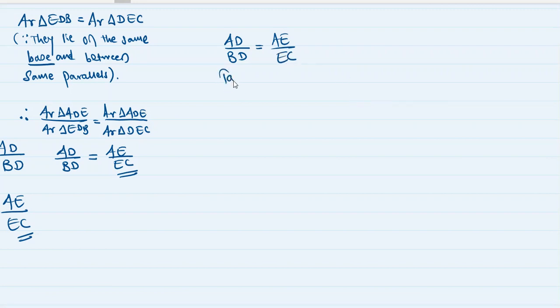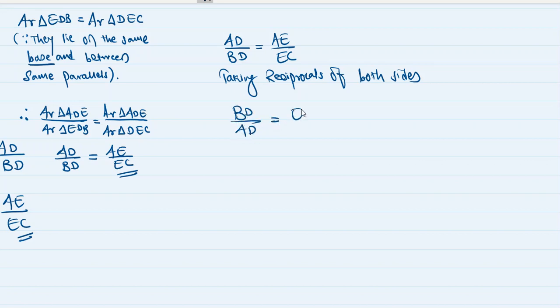Now taking reciprocals of both sides, what do you get? BD upon AD is equal to EC upon AE. Correct? BD upon AD is equal to EC upon AE.